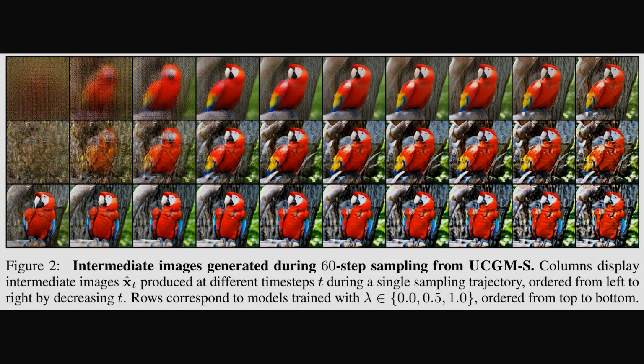So after looking at those performance tables, Figure 2 here gives us a visual peek into how the UCGM sampler actually generates an image. We're seeing intermediate stages of a 60-step sampling process. Each row uses a model trained with a different consistency ratio, lambda, 0 at the top, then 0.5 and 1.0 at the bottom. And as you go from left to right in any row, representing decreasing time t in the generation, you see the image, in this case a parrot, emerge from initial noise into a clearer and clearer picture. This really illustrates the refinement happening.